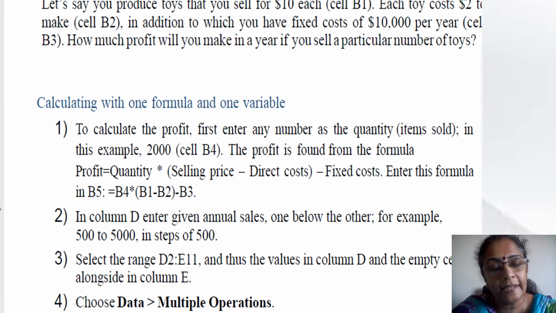Now that you have understood one example of how to use the multiple operations, let us go to the problem which has been given to you in your PDF file. Here you have a producer who produces toys at 10 rupees per piece, and the cost of producing the toy is 2 rupees, and in addition there is a fixed cost of 1000 rupees per year for the production. So how much profit does he make if he sells a given number of toys? So now we are going to solve this entire problem which is in your PDF file using multiple operations. So let us see how to do it using the Data Multiple Operations tool.